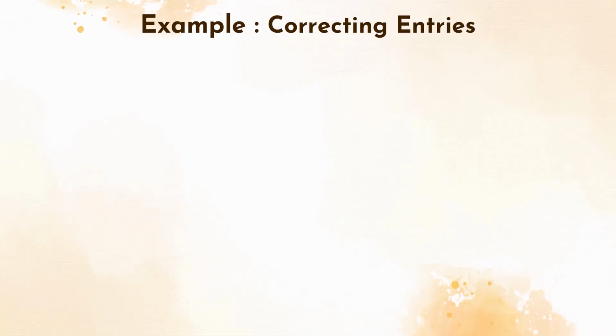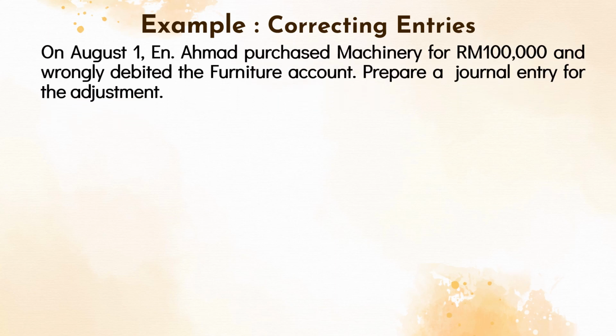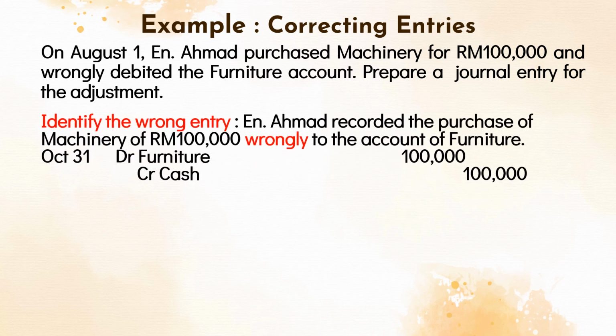Example of correcting entries. On August 1st, Encik Ahmad purchased machinery for RM 100,000 and wrongly debited the furniture account. Prepare a journal entry for the adjustment. Identify the wrong entry. Encik Ahmad recorded the purchase of machinery of RM 100,000 wrongly to the account of furniture. That means, debit furniture 100,000 and credit cash 100,000.